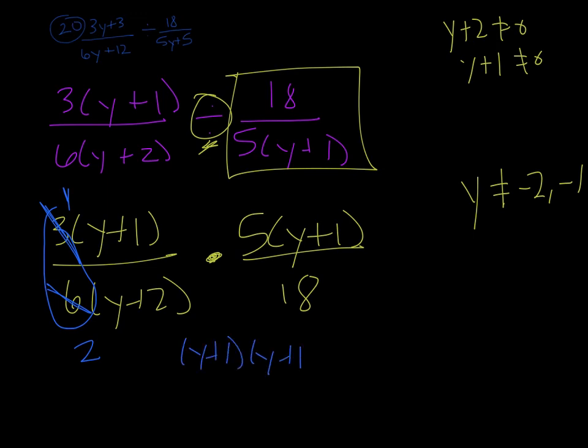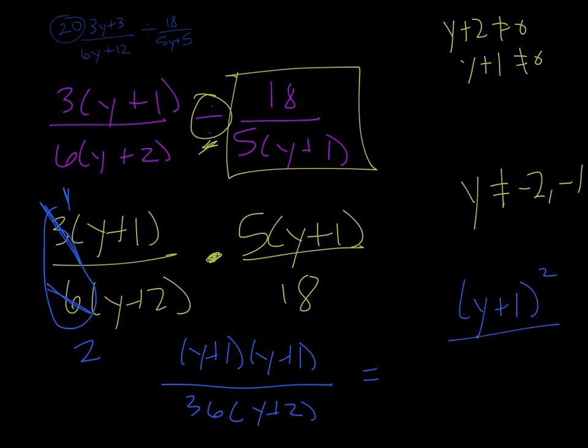times y plus 1, over 18 times 2, let's see if I can do that in my head, be 36, y plus 2. Now, another way that you could write this, because y plus 1 times y plus 1 is y plus 1 squared. And 36, that's a 30. You get it. You get it because you guys are so smart.